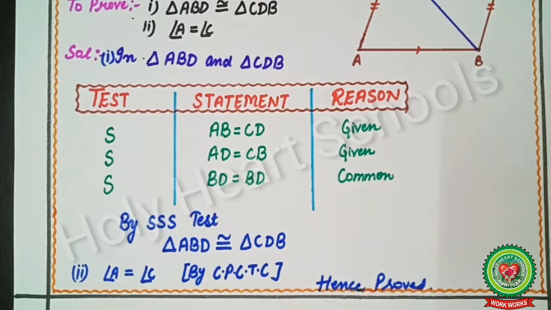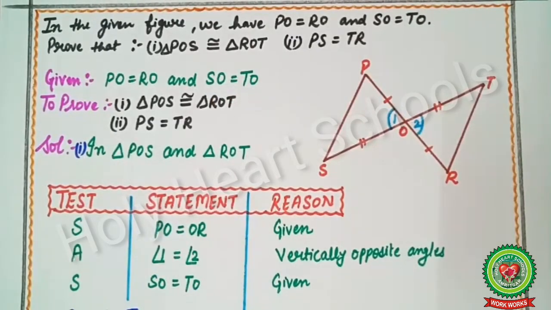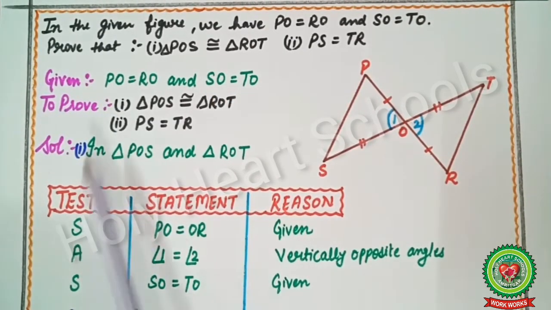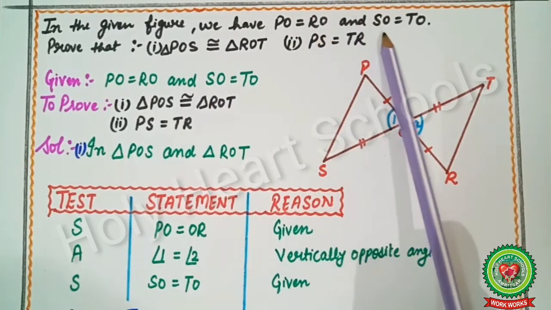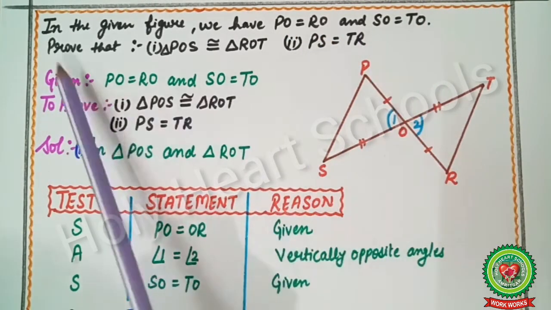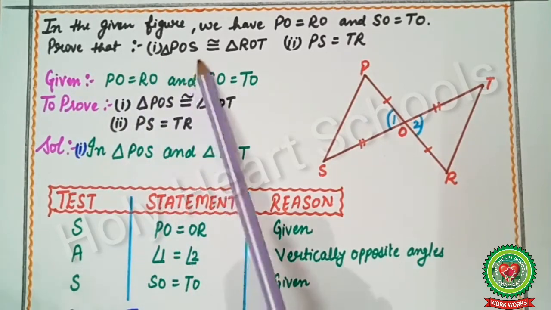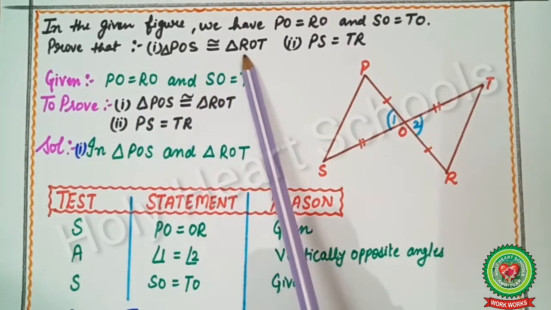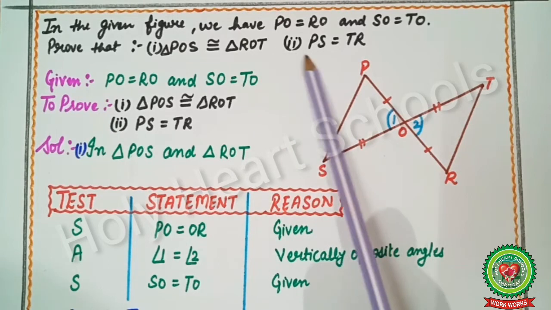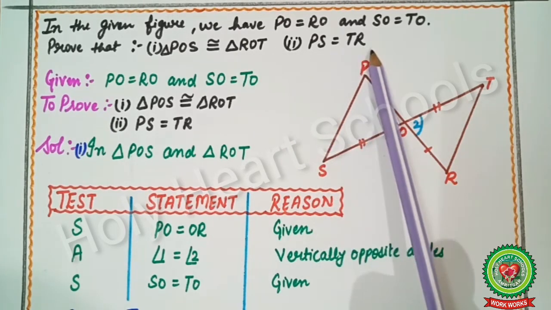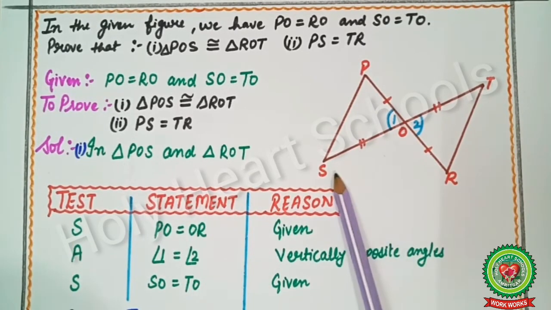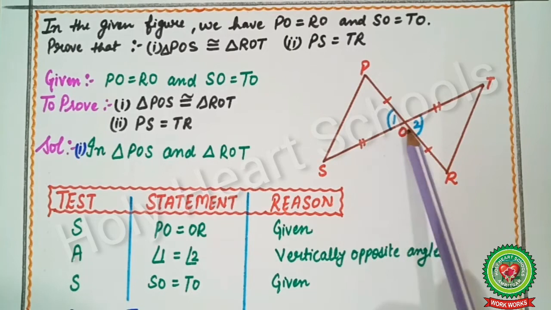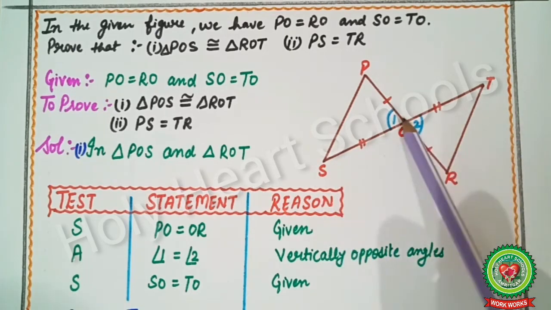Clear? So now move to the next example. Now here we have example number 2. Let's read the statement. In the given figure, we have PO is equal to RO and SO is equal to TO. Prove that number 1, triangle POS is congruent to triangle ROT, and number 2, PS is equal to TR. Now you can see this figure, right, in which two triangles are there, POS and ROT.